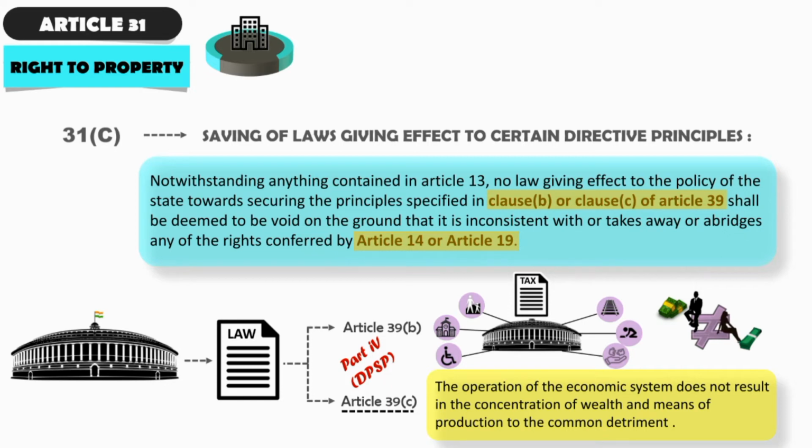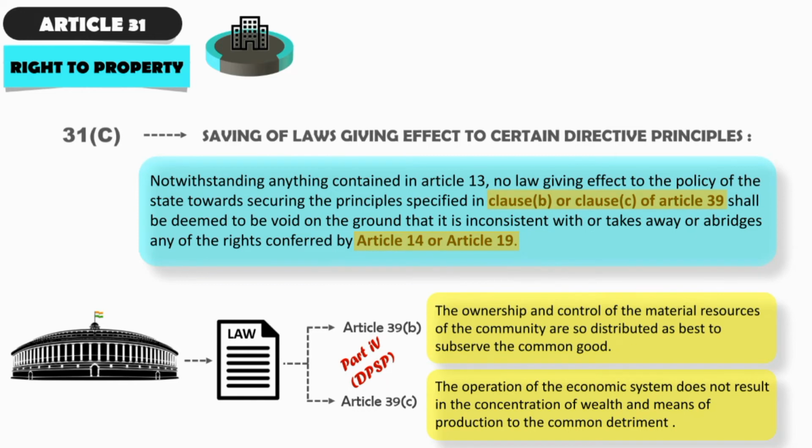But if you see, it is also necessary to implement such policies for the interest of the country. Therefore, while adding Article 31 Clause C, it was said that if the government makes any law to implement these two socialistic directive principles, that is 39 Clause B and 39 Clause C, and because of that law someone's fundamental right mentioned in Article 14 and 19 is violated, then it will not be considered a violation of fundamental right. That was about the first provision.